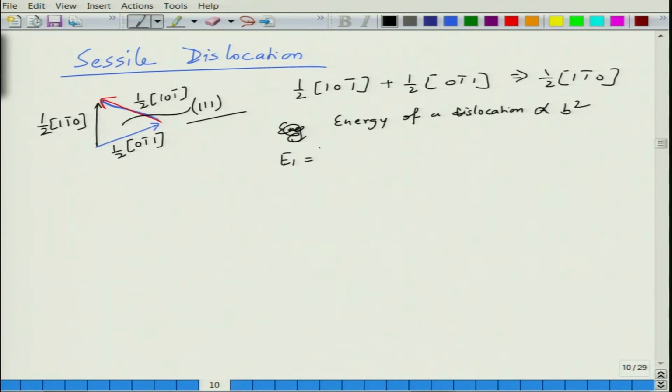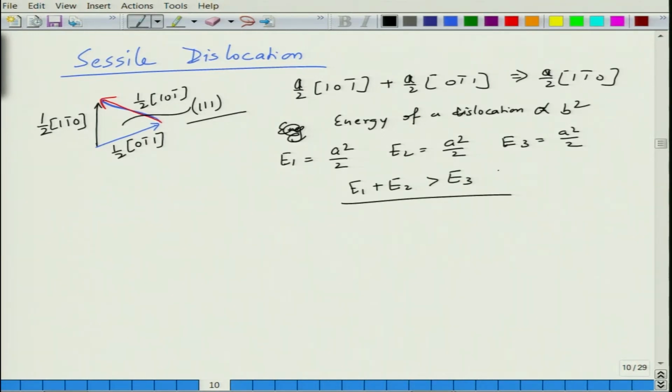so basically E1 is, if this is a by 2, where a is the lattice parameter, let us say, this will become a squared divided by 2, E2 will become a squared divided by 2, and E3 will become a squared divided by 2. So, if you look at the energetics, then E1 plus E2 is greater than E3, which means the reaction is favorable. The two dislocations of these Burgers vectors, so basically this is B1 plus B2 giving rise to B3.